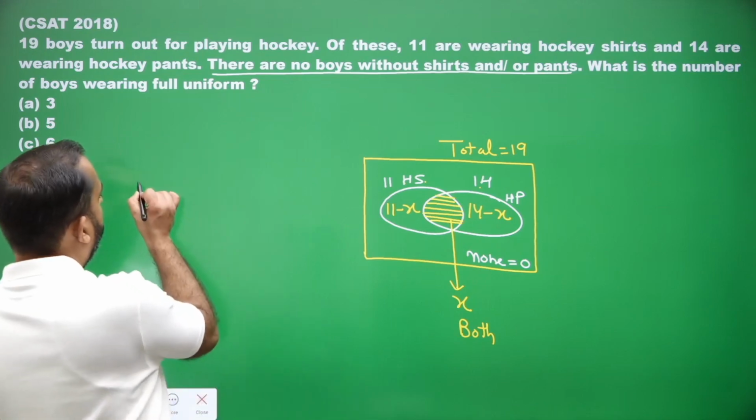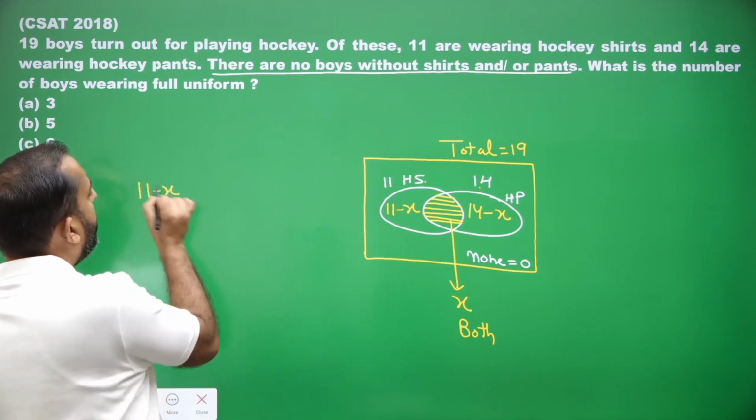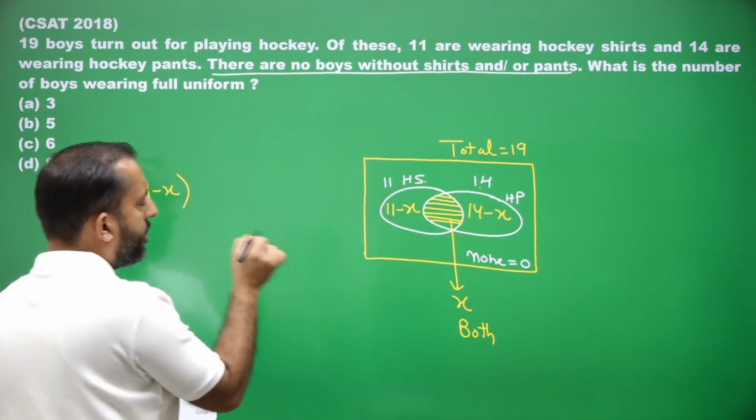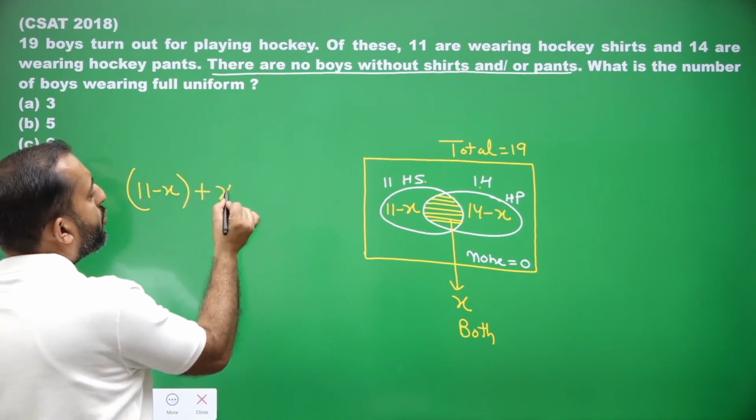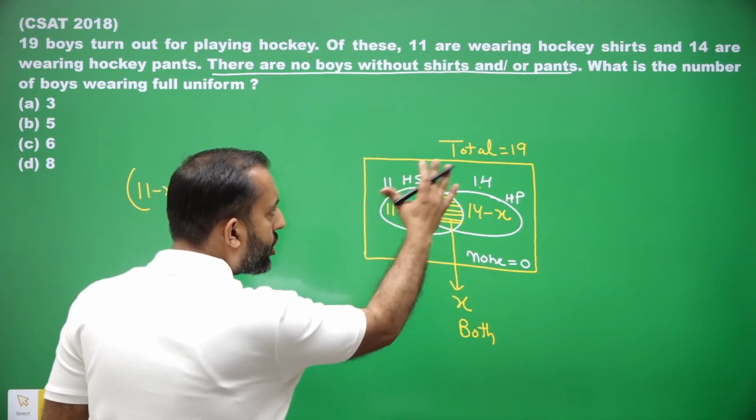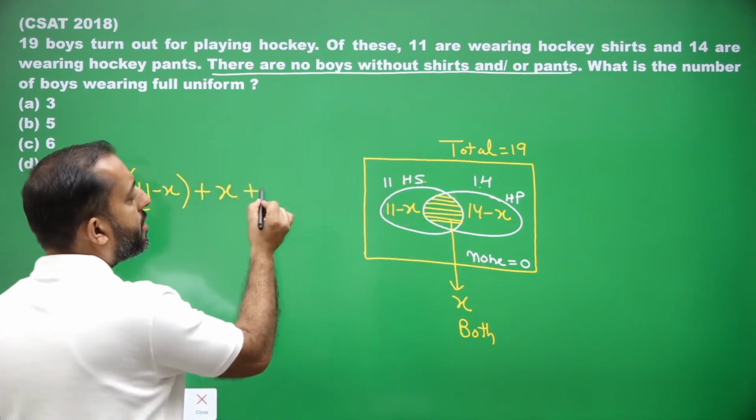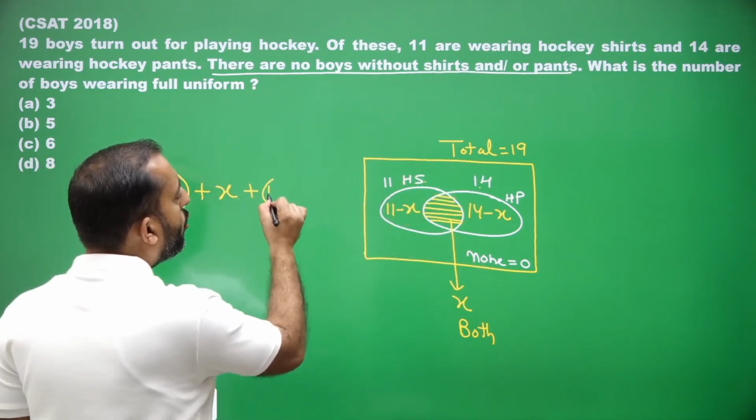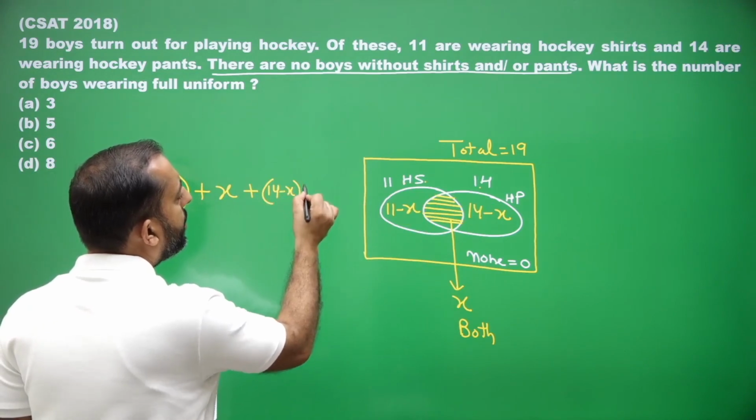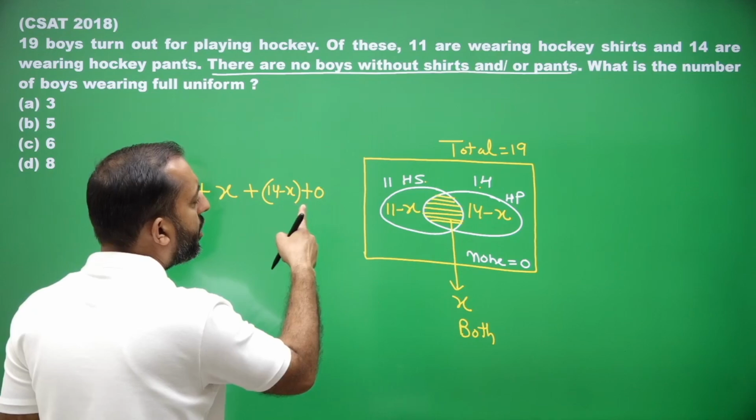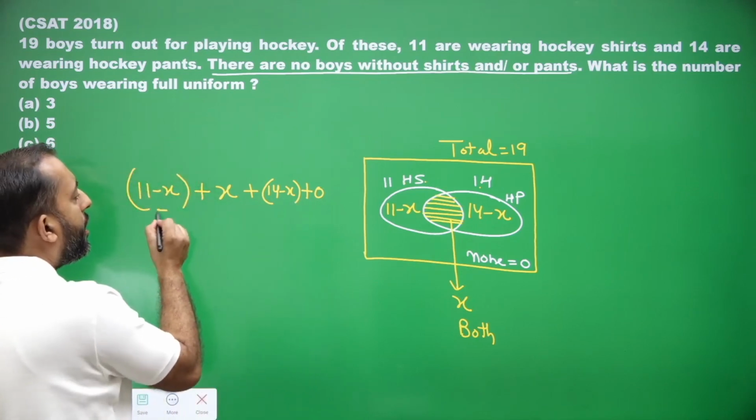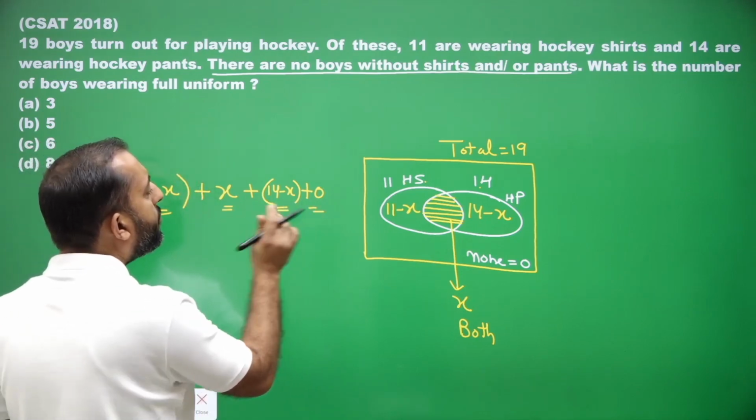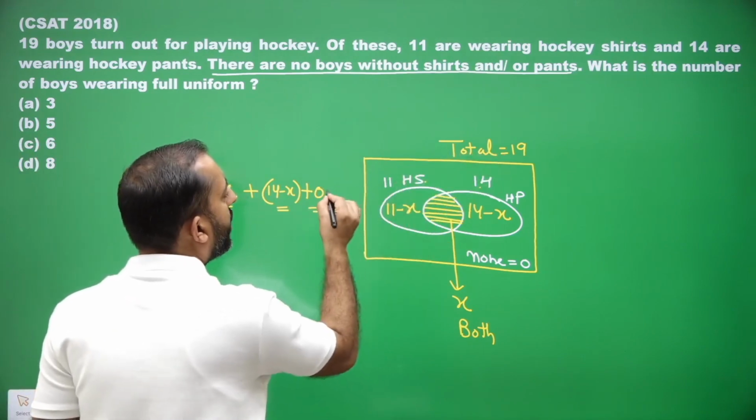Now, number of students who are wearing only hockey shirt plus number of students who are wearing both hockey shirt and pant plus number of students who are wearing only hockey pants plus none, which is 0 here. So these are the 4 regions and sum of these 4 regions must be equal to 19.